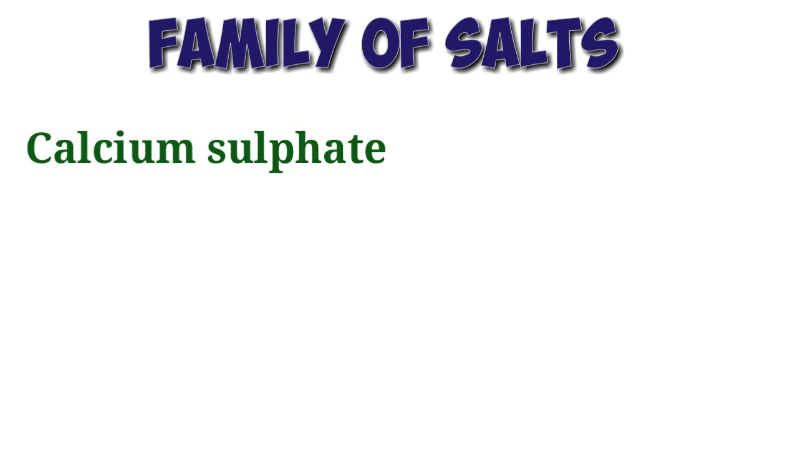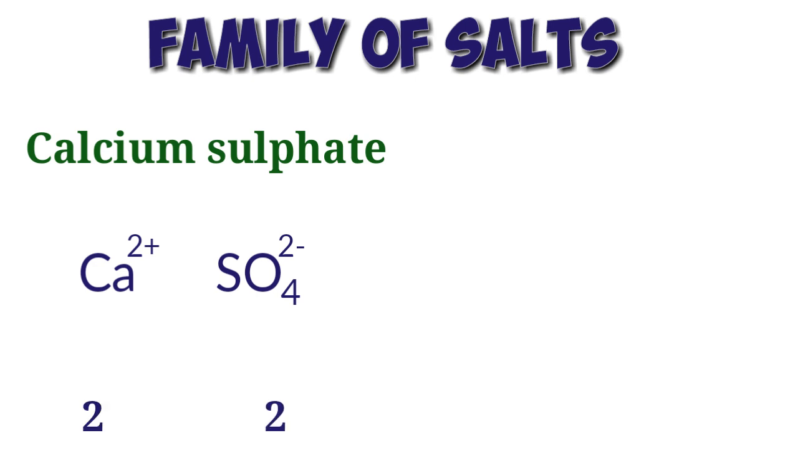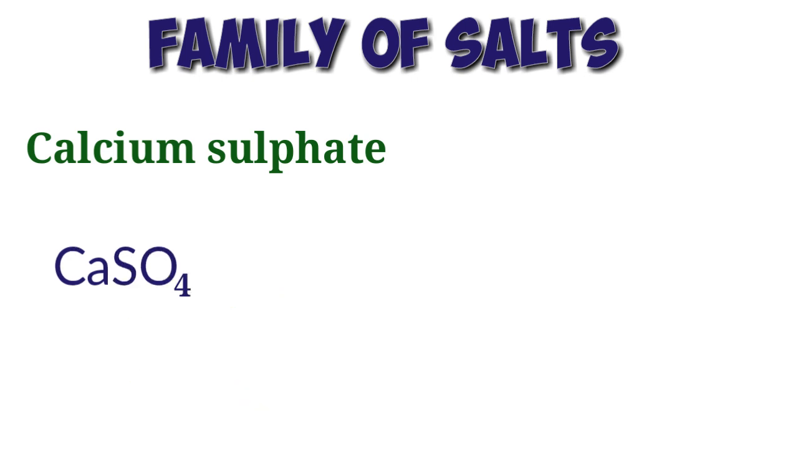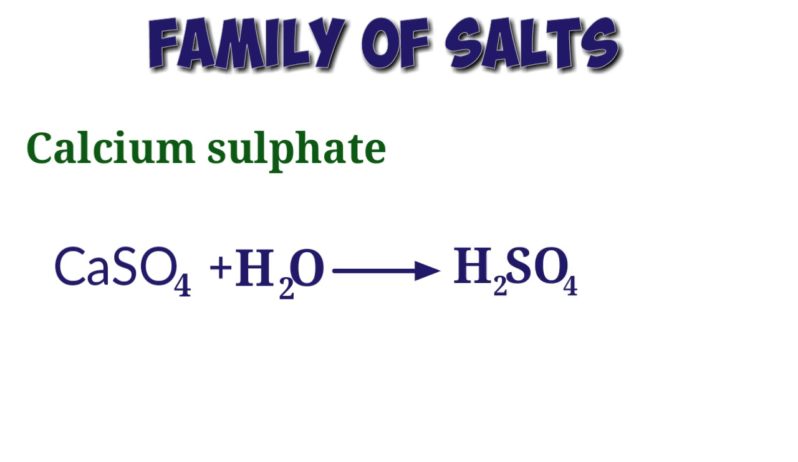Next one, calcium sulphate. Here Ca2+ and SO4 2- are the ions. Writing the valencies at the bottom, 2 for calcium and 2 for sulphate, so the formula is CaSO4. What will happen on hydrolysis of calcium sulphate? The H+ ion from water will move towards the negatively charged ion of calcium sulphate, that is SO4 2-, and forms H2SO4.